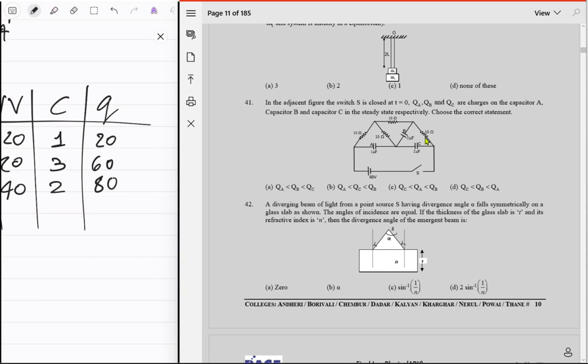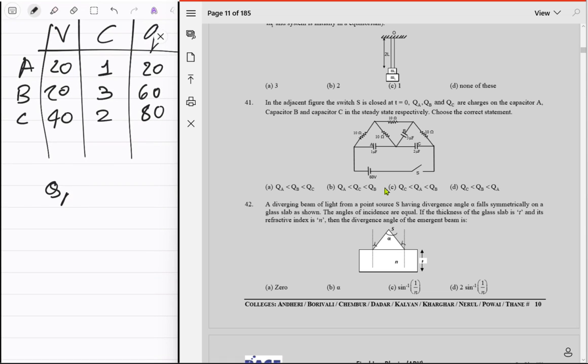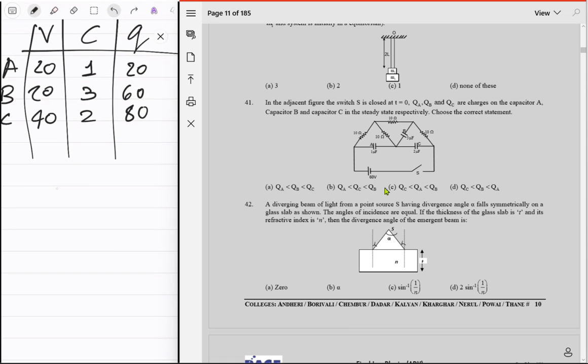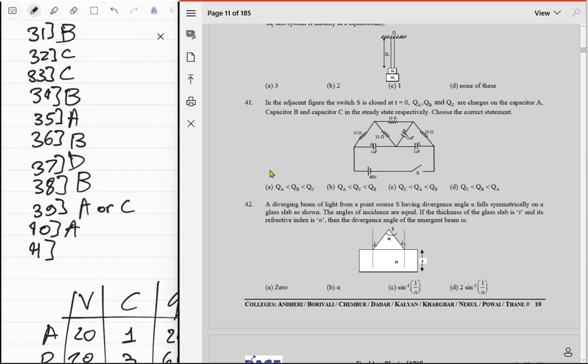Okay, so what you want is the inequality, so of course like QA, so basically A is less than B is less than C, of course, right? So A less than B less than C, which is A. Next question, 42.